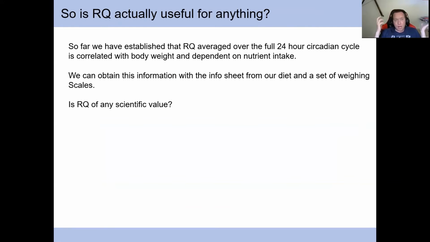Okay, so I think I would argue we've established RQ averaged over the full 24-hour circadian cycle is correlated with body weight and basically dependent on the respiratory quotient of the nutrient intake. You're welcome to agree or disagree. As I mentioned, we can obtain this information with the info sheet from our diet manufacturer and a set of weighing scales. So the question is then, is there any value to RQ that we can get beyond that?